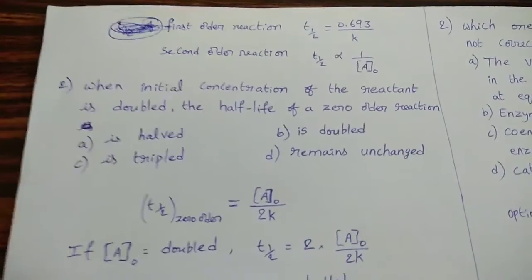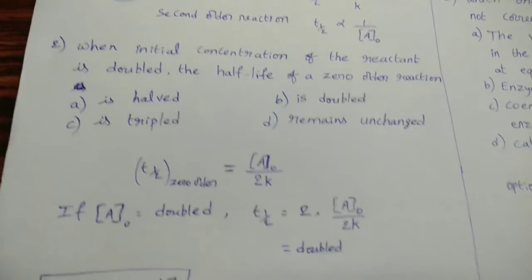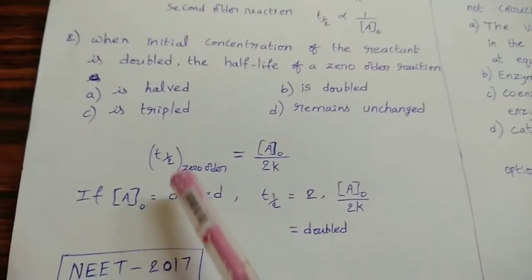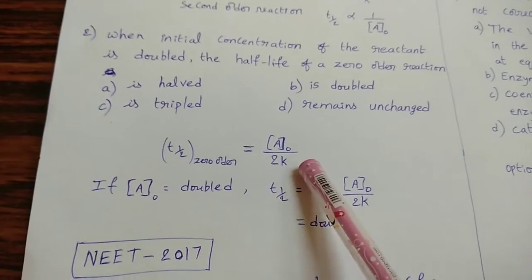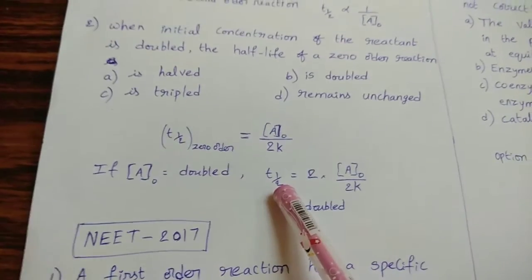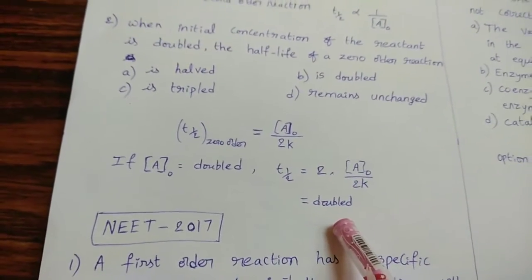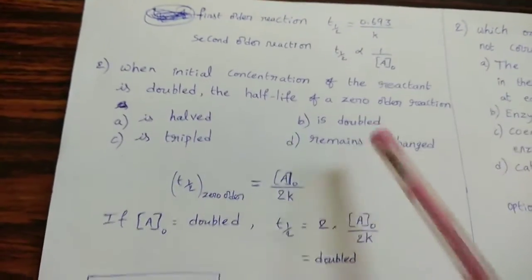Next, when the initial concentration of the reactant is doubled, what happens to the half-life of a zero order reaction? Using the half-life formula for this one, and A naught is doubled, then we can get the half-life like this. That means t half will also become double. So option B is the answer.